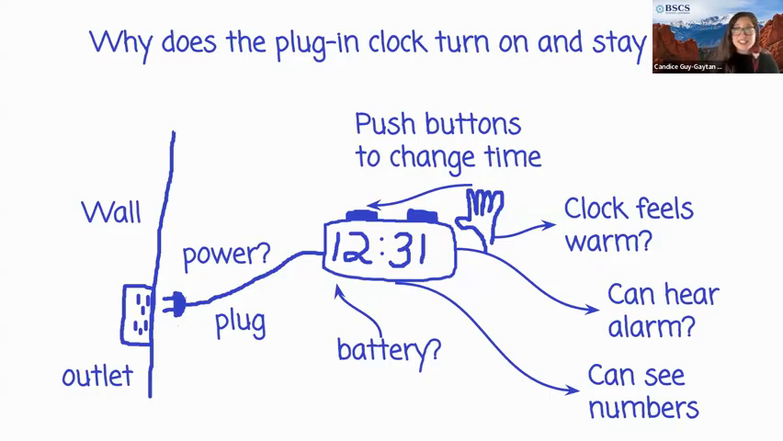And this is our class consensus model. We labeled the components we think are important, like the outlet in the wall and the plug we put into the outlet. We have some questions about why we can hear alarms and why the clock also needs a battery, so we put some question marks next to those components. We also identify that we can push buttons to change the time and that we think power is coming from the wall, but we don't really know what that is. Maybe it's electricity. And we, again, aren't sure what electricity is either. So we put a question mark there.